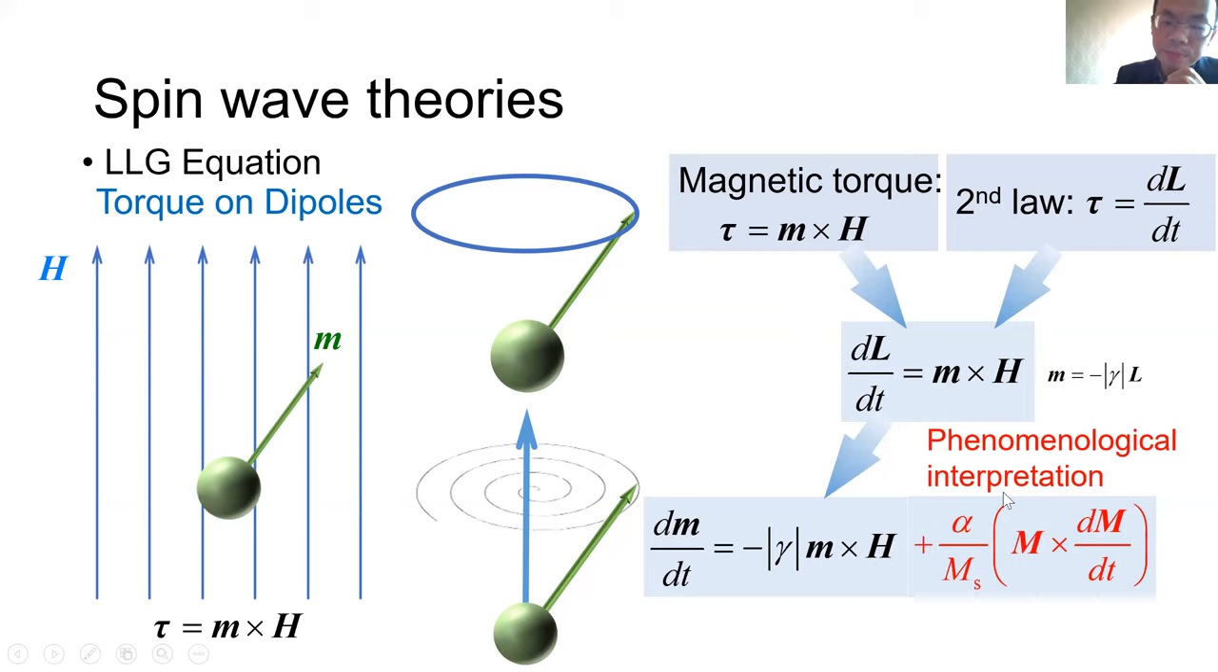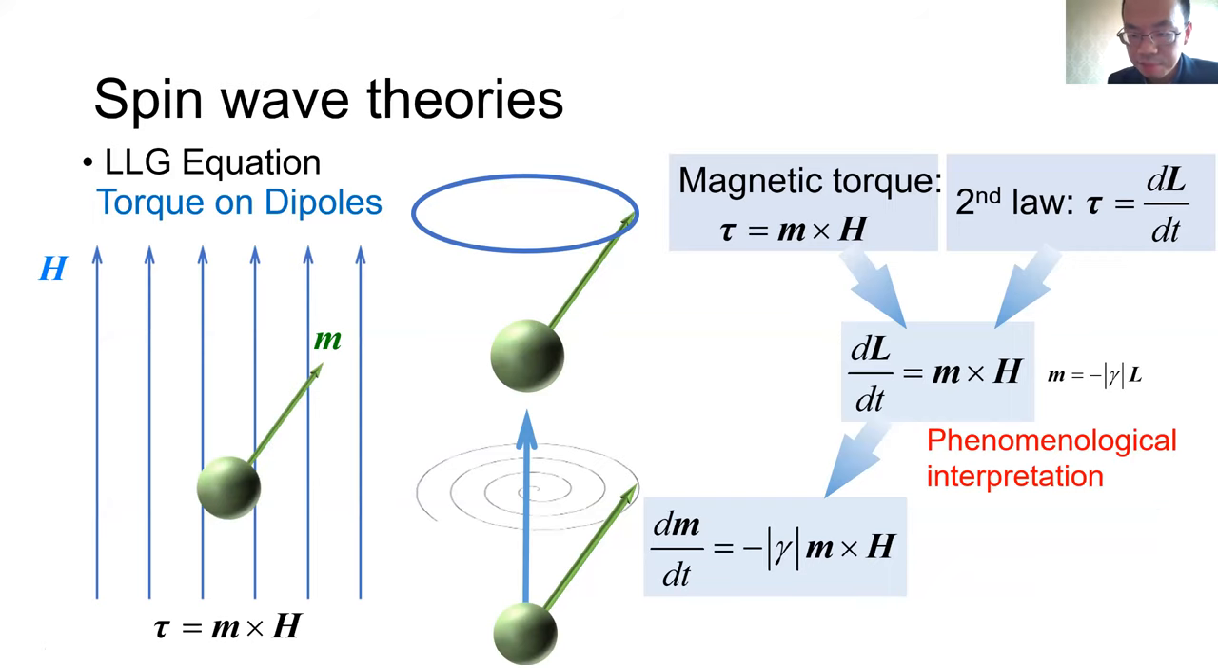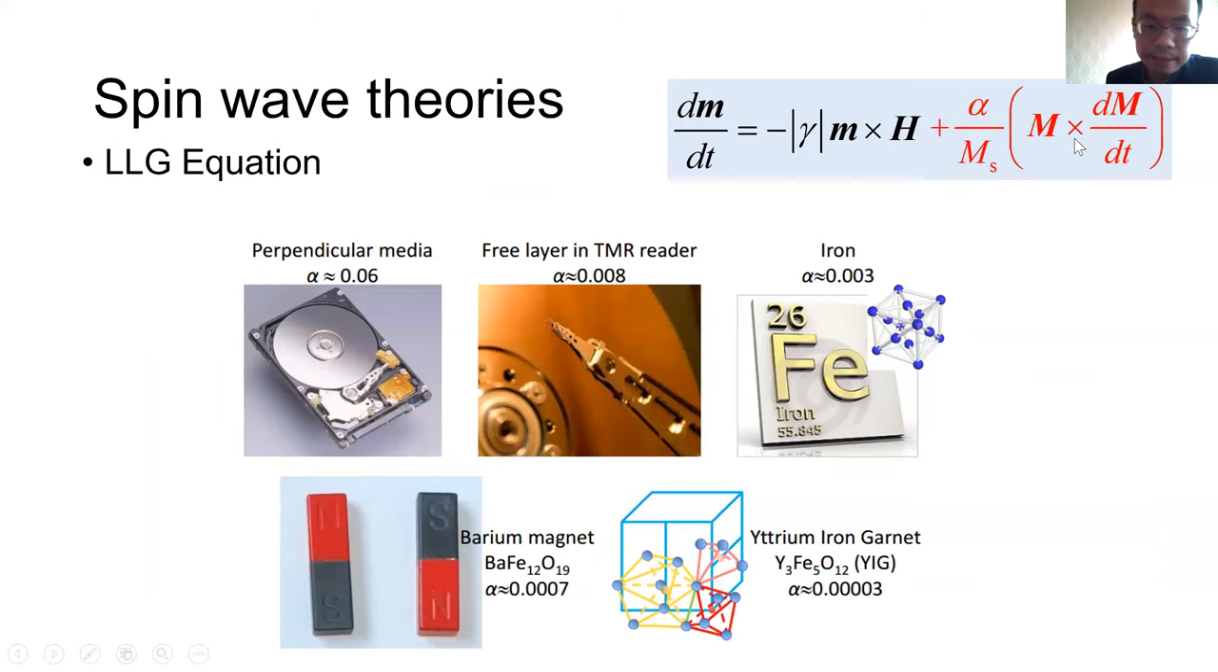At least at that moment, Gilbert provided this interpretation without any demonstration or explanation. So different people would have different terms. What we use most is the Gilbert term. In many papers, at the beginning we can see these equations. So that's how it comes out here.